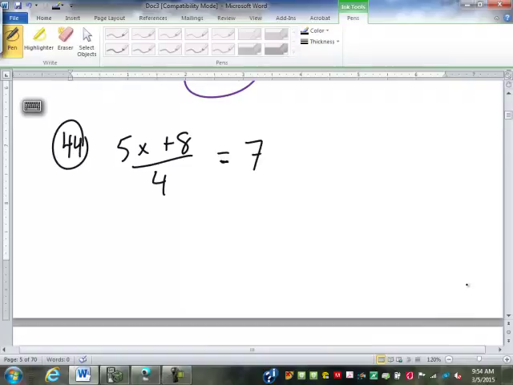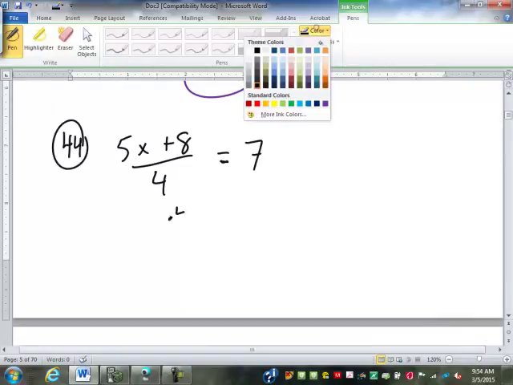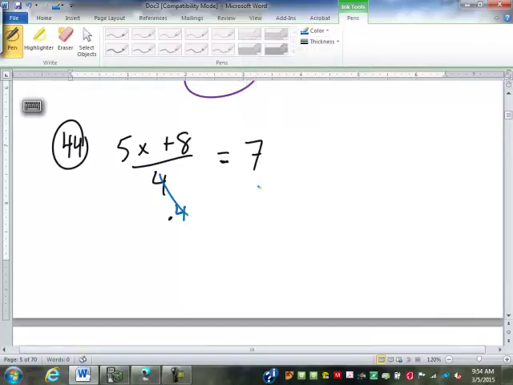Okay, so anyway, we start out by multiplying by 4 here, which is going to give us 5x plus 8 equals 28. What would be our next step?